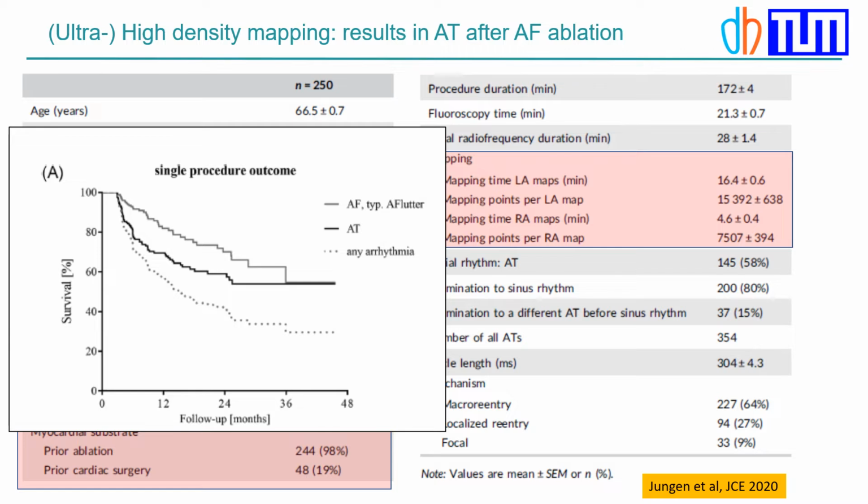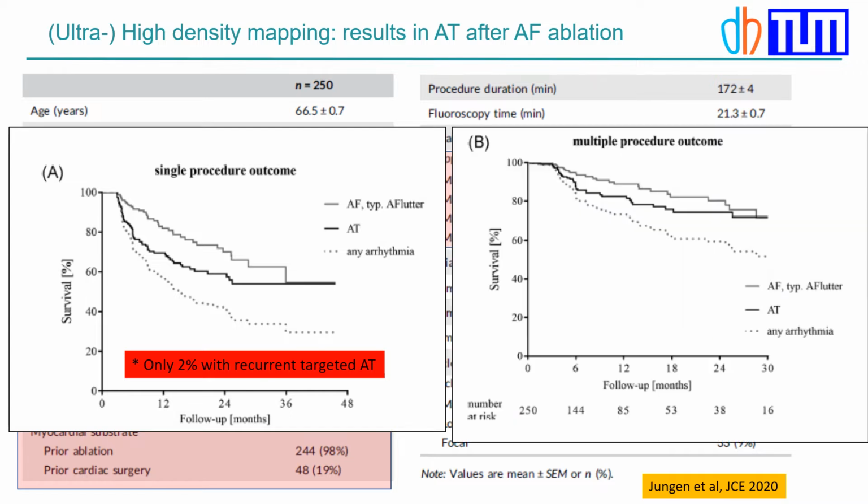of the patients, which doesn't sound like a lot, but if you look more closely at the data, only 2% of the patients had the targeted atrial tachycardia recurring. So most of these recurrent atrial tachycardias were new-onset, different atrial tachycardias. And if we look at the multi-procedure outcome, where these new-onset atrial tachycardias were targeted as well in the next procedure, you can see that the results are really satisfying.